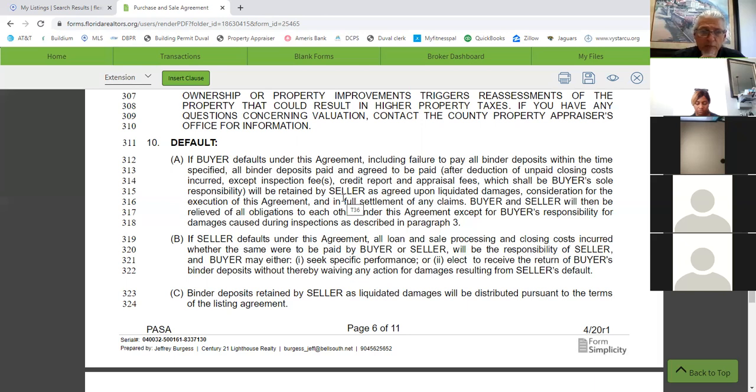Buyer and seller will then be relieved of all obligations to each other under this agreement, except for the buyer's responsibility for the damages under paragraph 3. Again, those are the damages due to inspection and repairs. If they cut a hole in the wall to inspect something, they have to fix it. If the seller defaults under this agreement, all loan and processing fees and closing costs which were incurred by the buyer are now the responsibility of the seller.